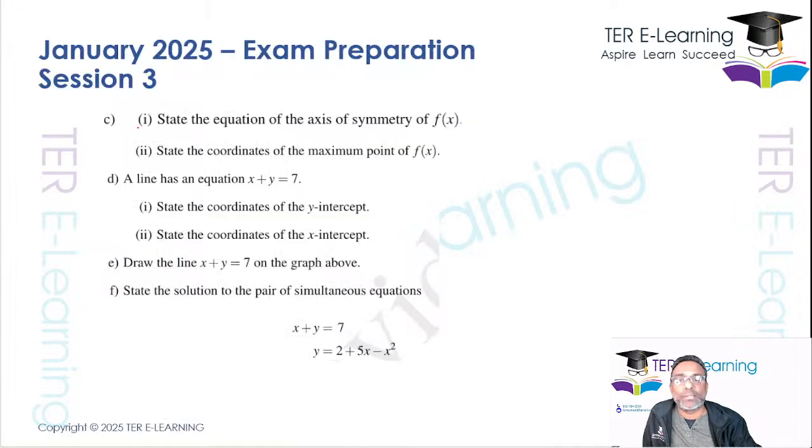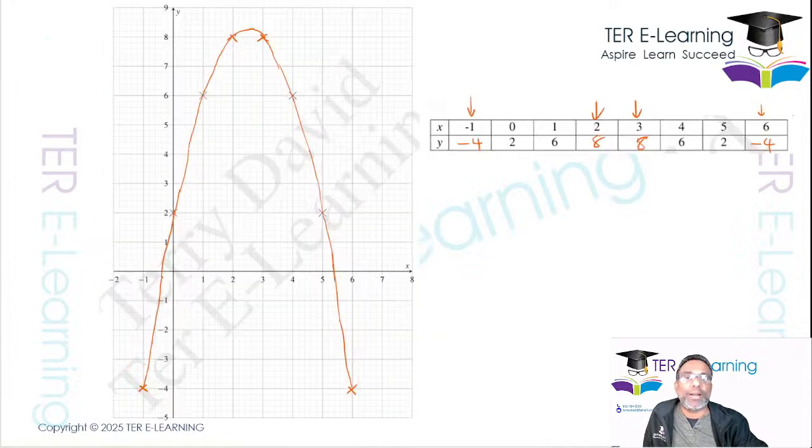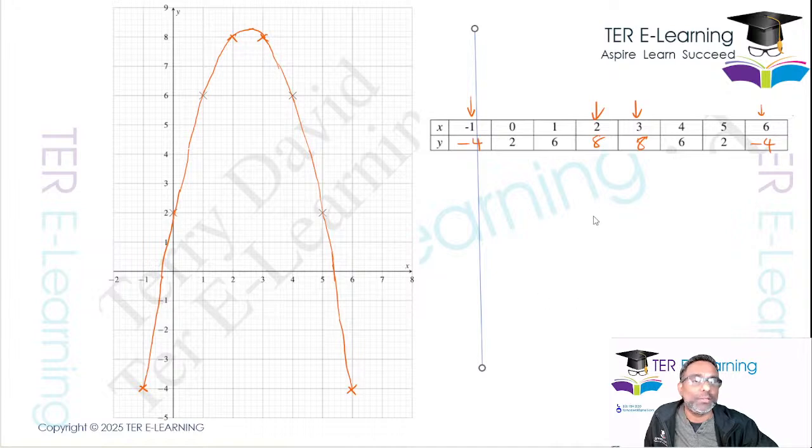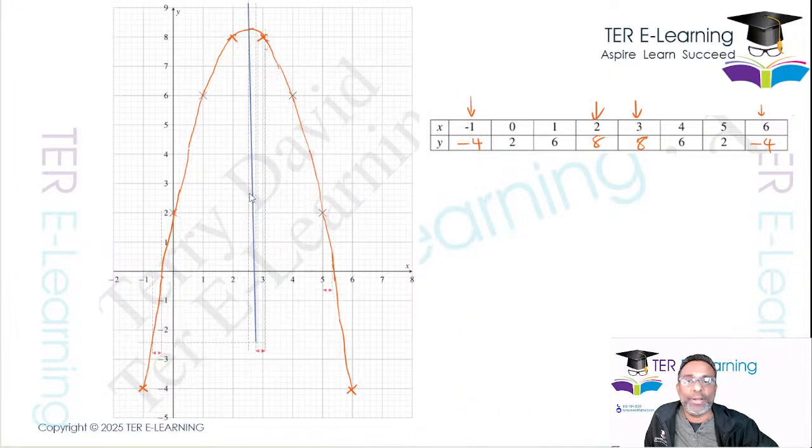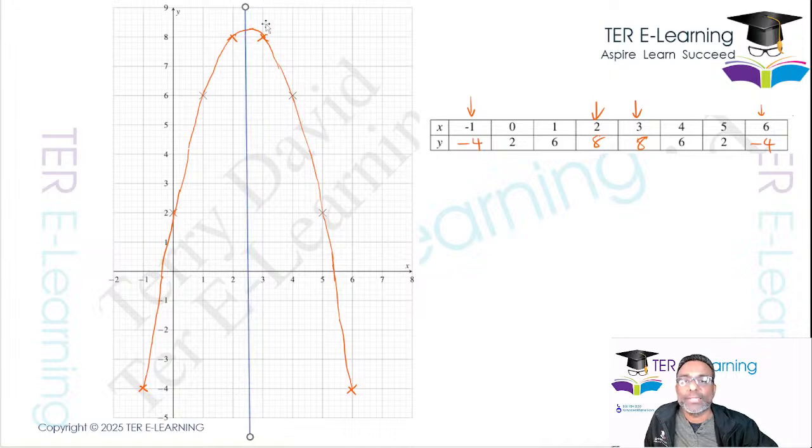Next thing we want, so we draw it, we want to state the equation of the axis of symmetry. Now if you go to the graph here, your axis of symmetry is that vertical line that if I were to fold the graph paper along that line, the graph on the left is going to line up exactly with the graph on the right hand side. So basically it is this line here. This is our axis of symmetry.